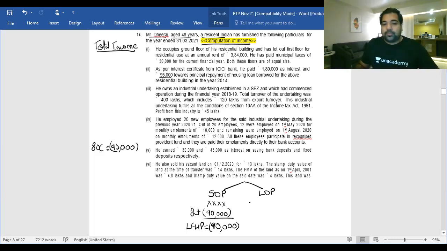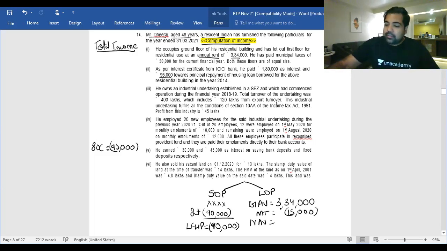Now let's do LOP. In LOP, GAV is not given. There is no fair rent, municipal value, standard rent. So we'll assume the annual rent to be the GAV, 3,34,000. Remember, if there was any unrealized rent, you could have minused it. And if there was a vacancy loss, you could have minused that as well. He's paid municipal taxes of 30,000. A lot of people will write 30,000 here, but remember you have to apportion it. So only 15,000 is to be minused. So that gives you the NAV. So 3,34,000 minus 15,000 gives you 3,19,000.